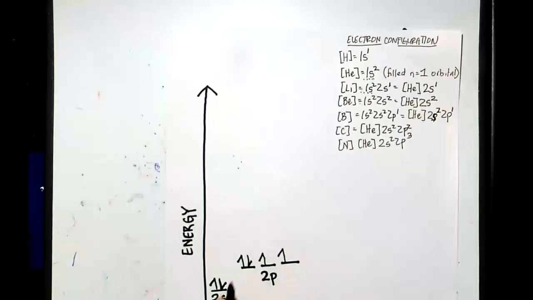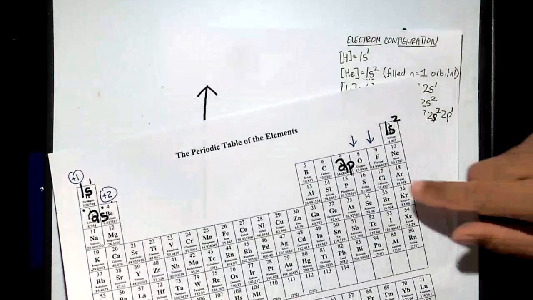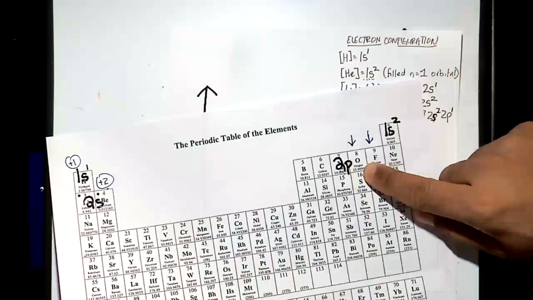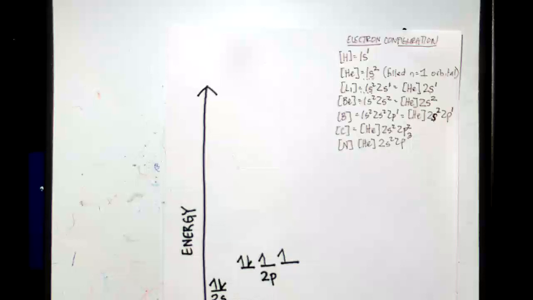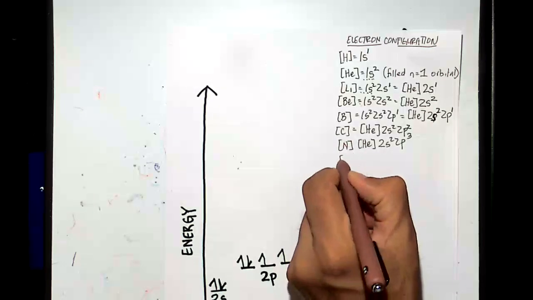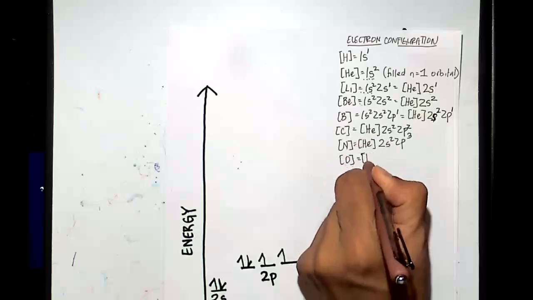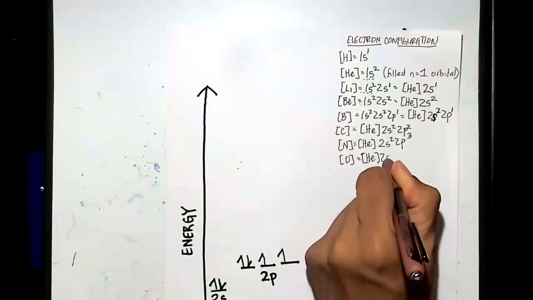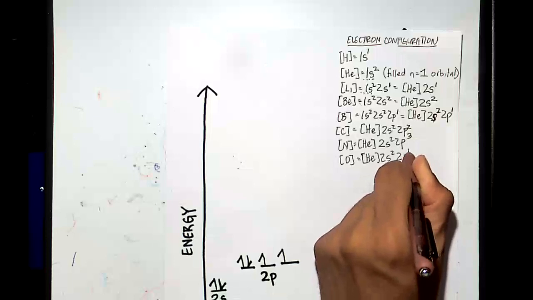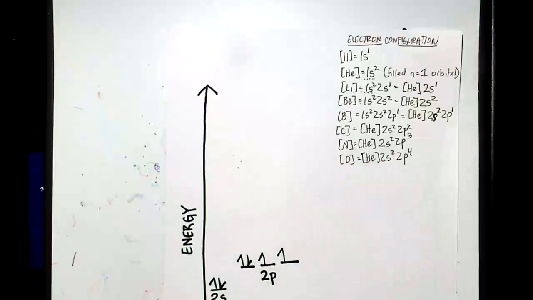Pair up. Now it's beginning to pair up. Very good. So what will oxygen be? This is the next on our list. Oxygen, 8 electrons. Oxygen will be 1s2, 2s2, 2p4. Very good.